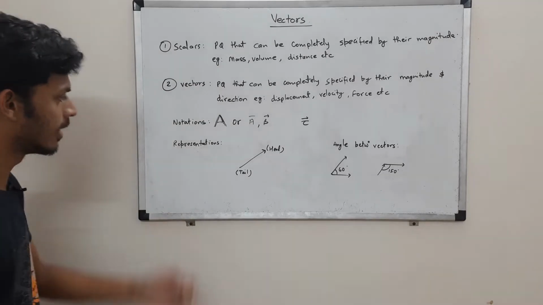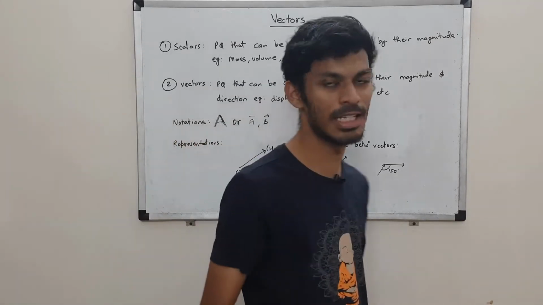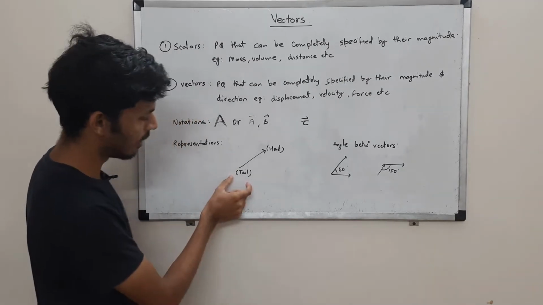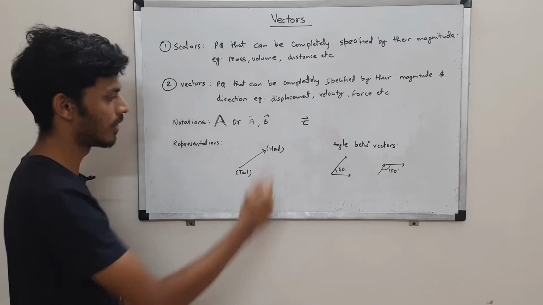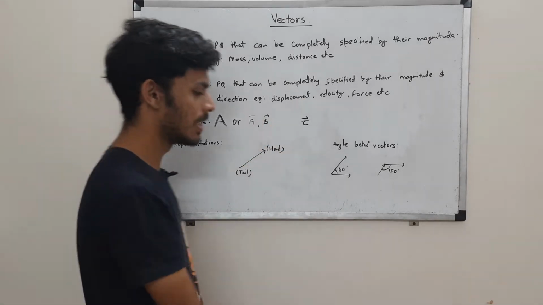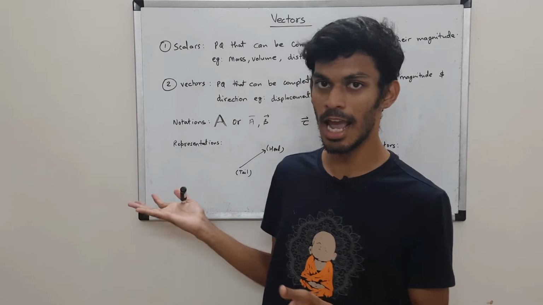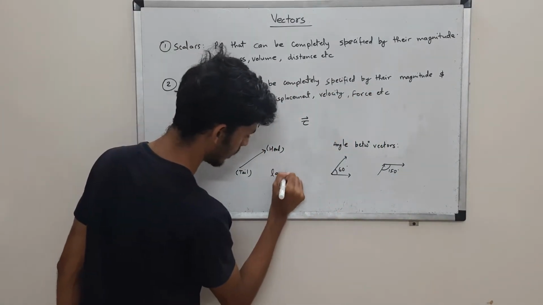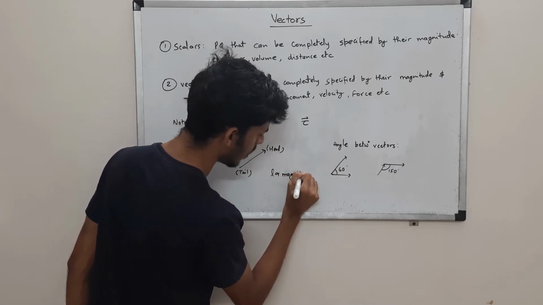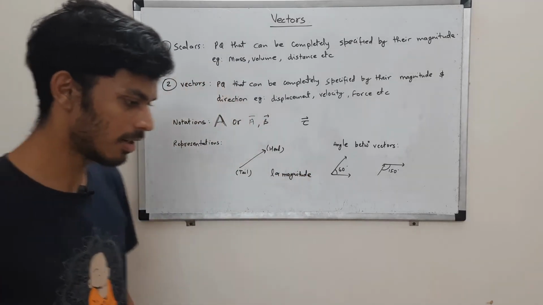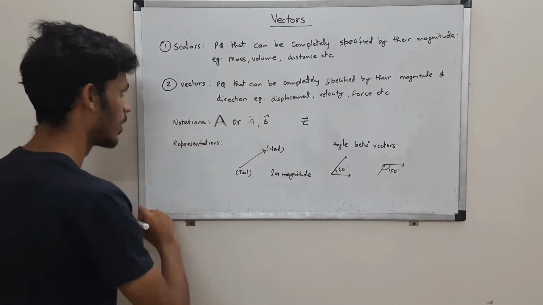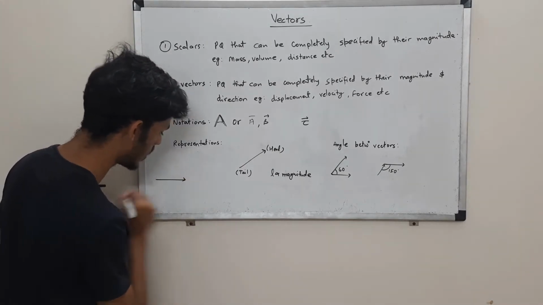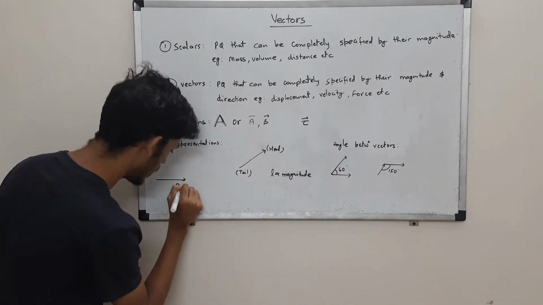Whatever. Then coming to the representation, a vector is represented by an arrow. This part of the arrow is called the tail, it's the end part, and this is the forward part, which is the head. A vector is represented by an arrow, and this arrow is such that its length is proportional to the magnitude. So you will choose a particular scale. Suppose you want to represent a velocity vector of 2 meters per second, in this direction, positive x-axis.